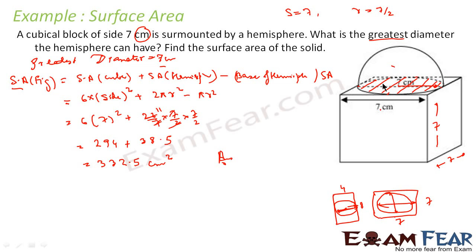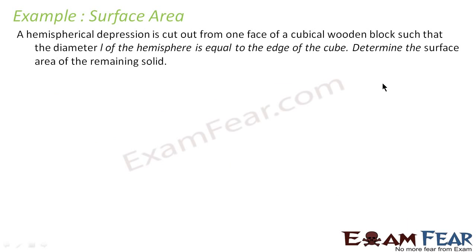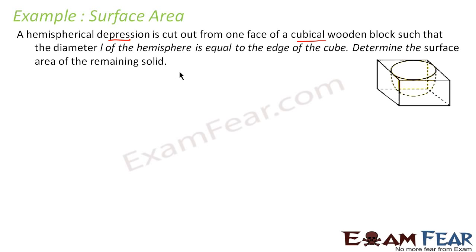Let's take one more example very similar to the same example. Here also a hemisphere depression is cast. So instead of the protruding figure, it's a depression here now. From one face of the cubical wooden block such that the diameter of the hemisphere equals the edge of the cube. Determine the surface area of the remaining solid. So I'll show the figure. This is the figure actually, it looks like.